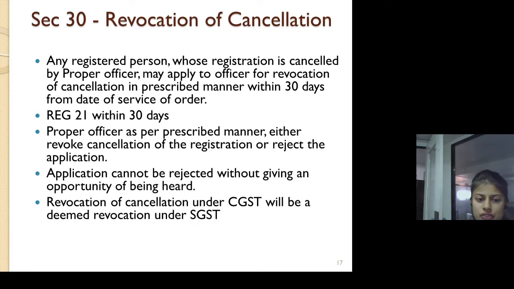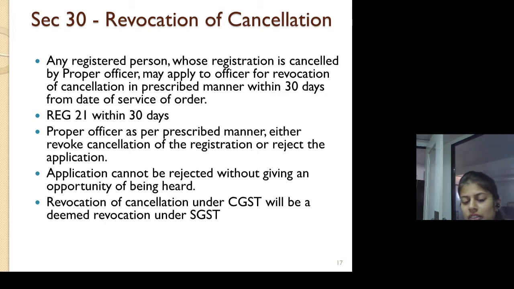After this, the proper officer may revoke my cancellation or he may reject my application. Application cannot be rejected without giving an opportunity of being heard. That is, you can give your reasons why you had not filed the returns or what was the fraud or whatever is the question. You have to duly answer it, and the officer is duty bound to give you an opportunity of being heard.